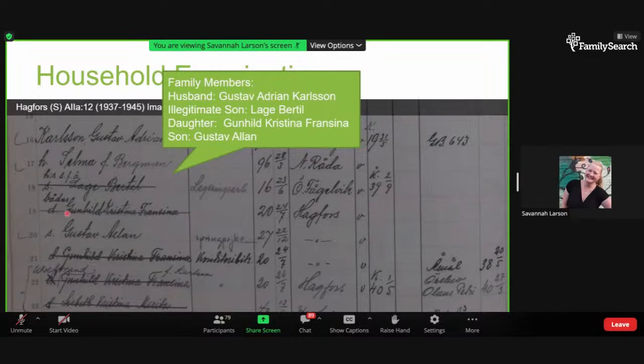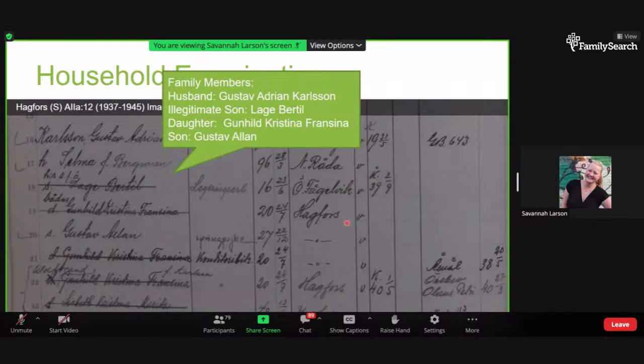So this note on the side indicates that Lagerbertil, one of the sons that we knew that they had, was actually Gustav's, Selma's husband's, first son, and he was illegitimate. Then the note below says that Gunhild and Gustav Allen belonged to both of them. So it gives us a little bit more of the story, as well as some details that maybe we didn't have before about where these kids were born, so that we can go and find their birth records later.